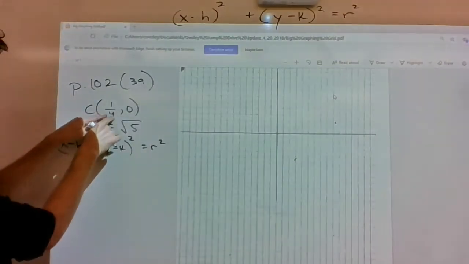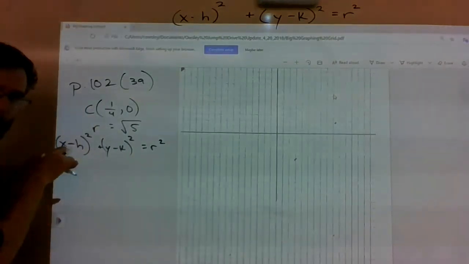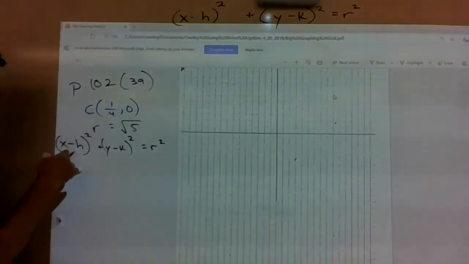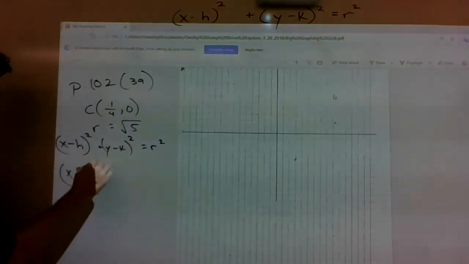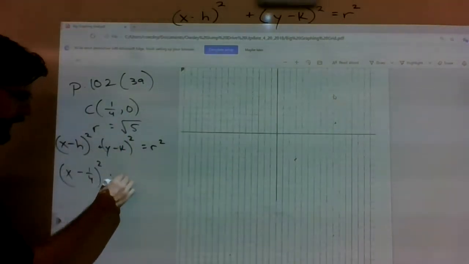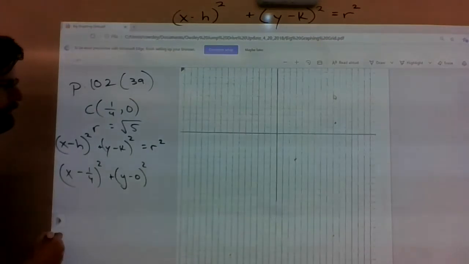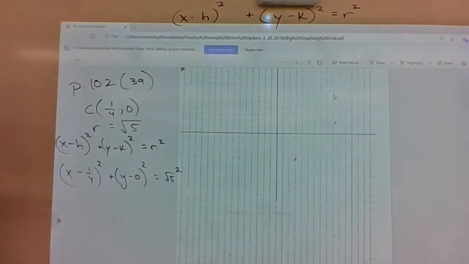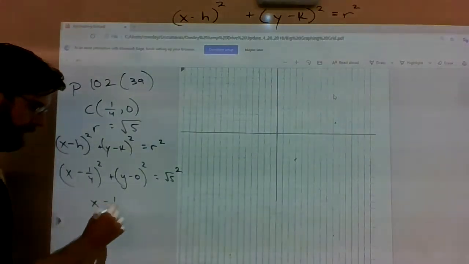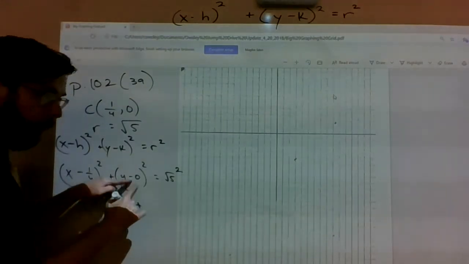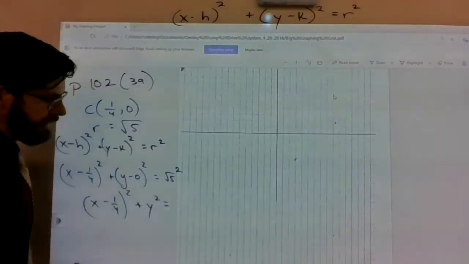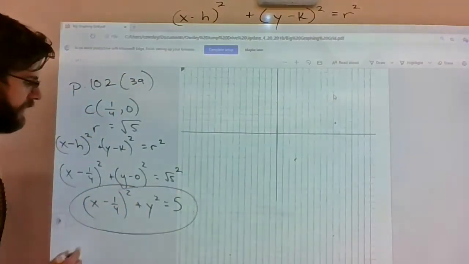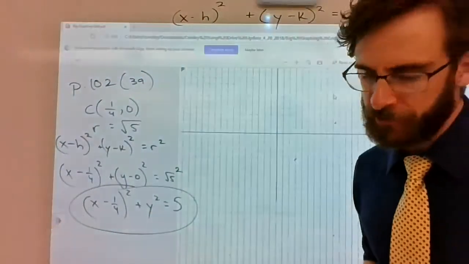So our horizontal shift is 1/4. I know it's already minus inside the parentheses. So if you've got a positive shift, a right shift, it should be minus inside the parentheses. Okay. The 0 would go in for k, so it's y minus 0 squared. And then you have √5 in for r, and that's squared. So you can kind of clean this up by calling this x minus 1/4 squared plus y squared. And any root times itself just becomes the number underneath. So there's the equation for that circle on number 39.